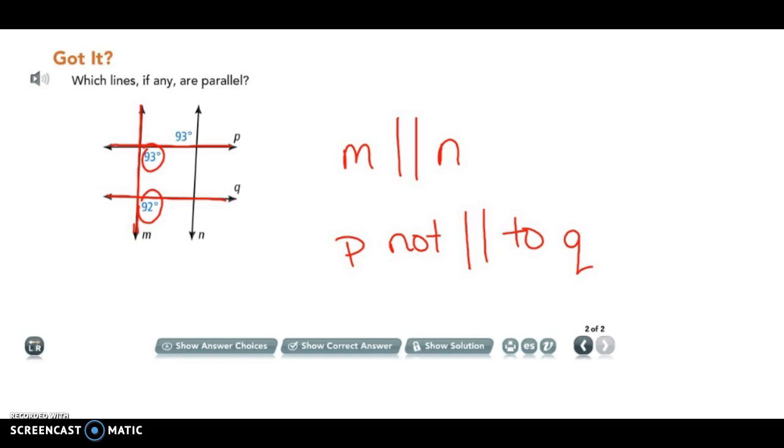So first, find your transversal and whether or not you're talking about corresponding or alternate interior angles. Then find your two parallel lines that go off of your transversal, because this one we can ignore entirely. Okay, that is the end of 11.2.